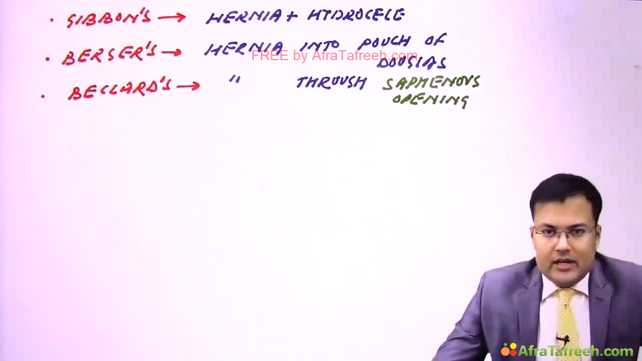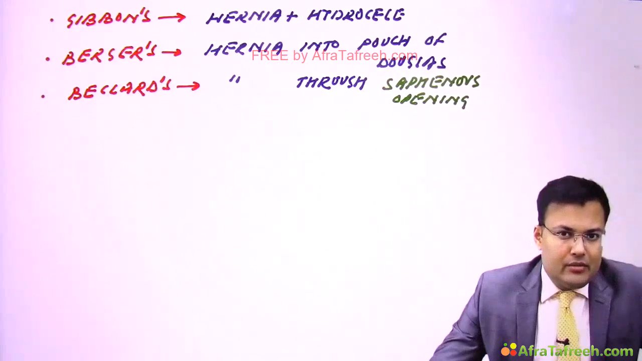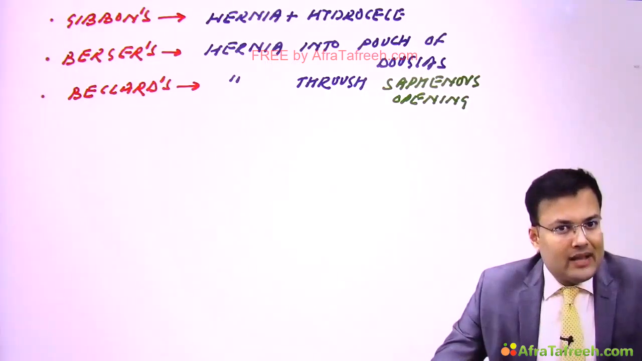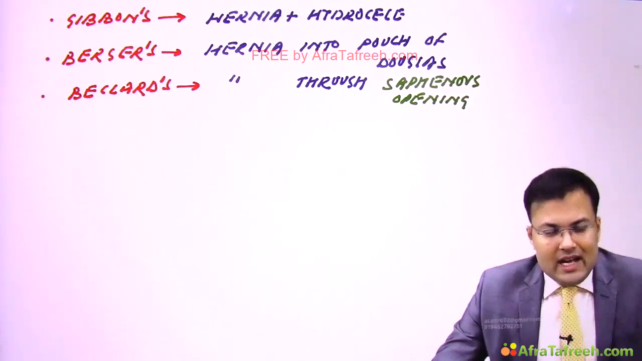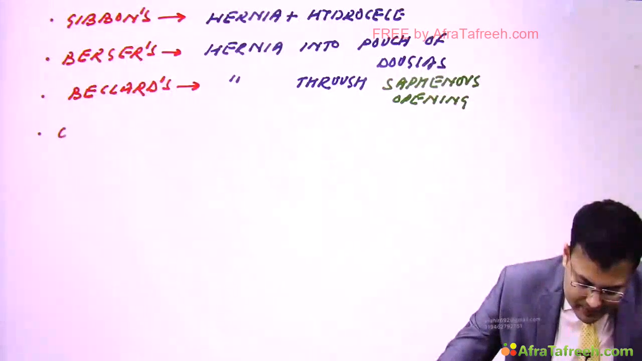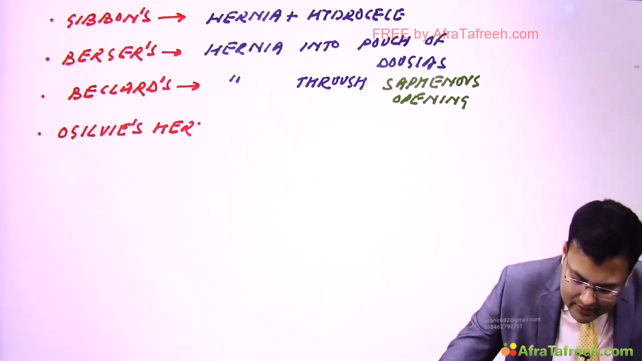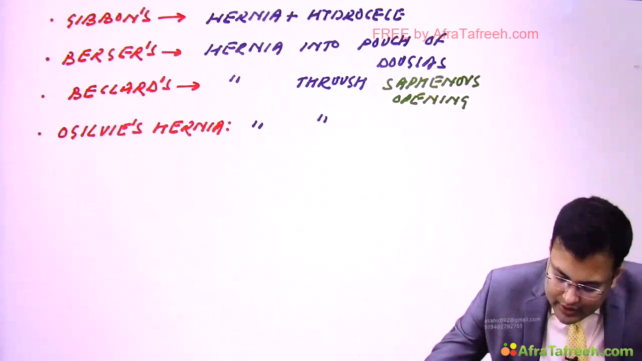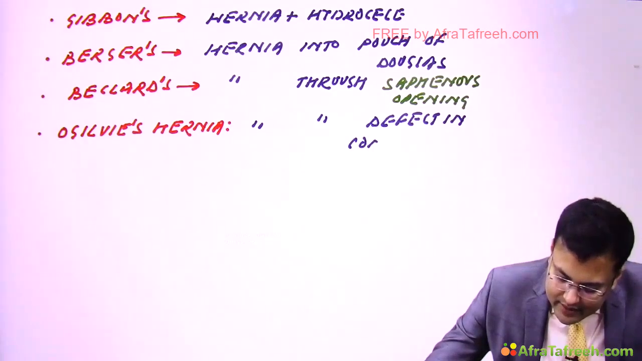Next is Ogilvy's hernia. If you remember, we discussed Ogilvy's syndrome in intestinal obstruction. What is Ogilvy's syndrome? It is idiopathic colonic pseudo-obstruction. And this is Ogilvy's hernia. Here, there is hernia through a defect in the conjoint tendon.